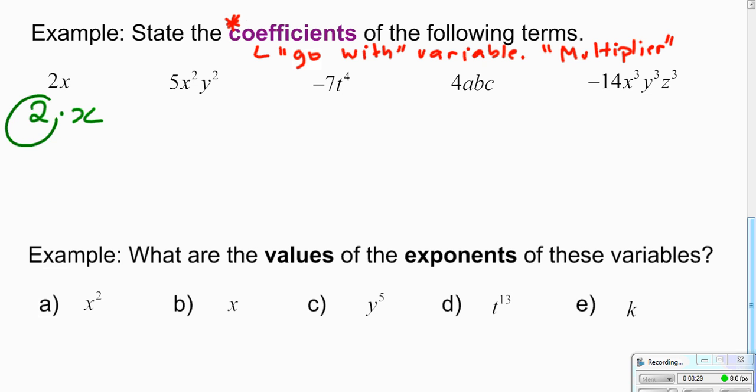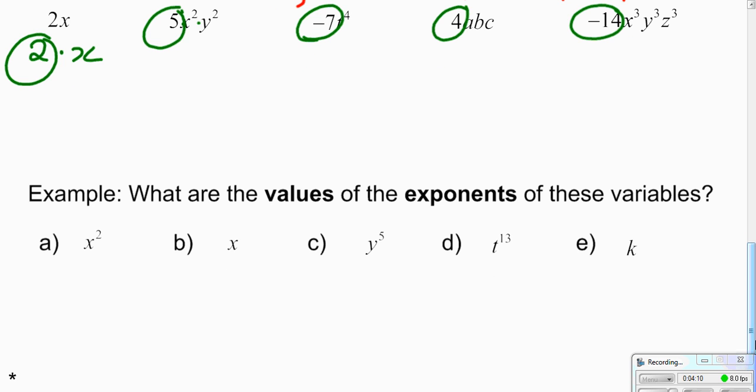So the coefficient is 2. We have 5 times x squared times y squared. 5 is the coefficient. -7 times t to the power 4. So -7 is the coefficient. Notice that the sign goes with the value. 4 times a times b times c. 4 is the coefficient. And -14 times x cubed times y cubed times z cubed. -14 is the coefficient. If you just said 14, you would only be partly correct. So coefficient is another keyword, key term that you do need to know.